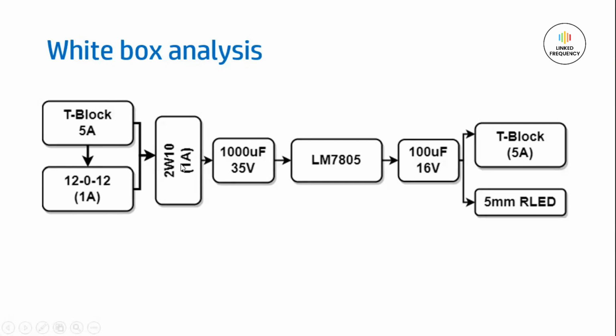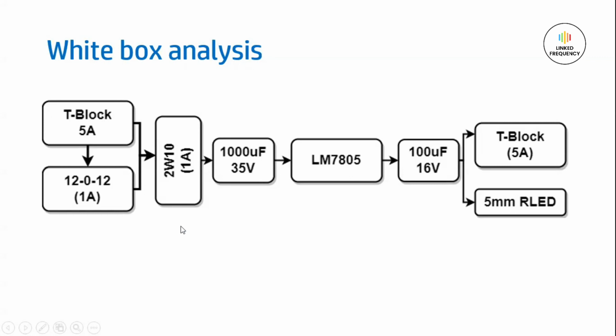And then 2W10 is a bridge rectifier with a 1 ampere current rating. Accordingly, you have to increase the rectifier as well. And then a 1000 microfarad 35 volt capacitor, a filter capacitor, and an LM7805 linear voltage regulator. Then we have a 100 microfarad 16 volt capacitor, a T block for a 5 ampere current rating at the output of 5 volt DC, and a red LED.